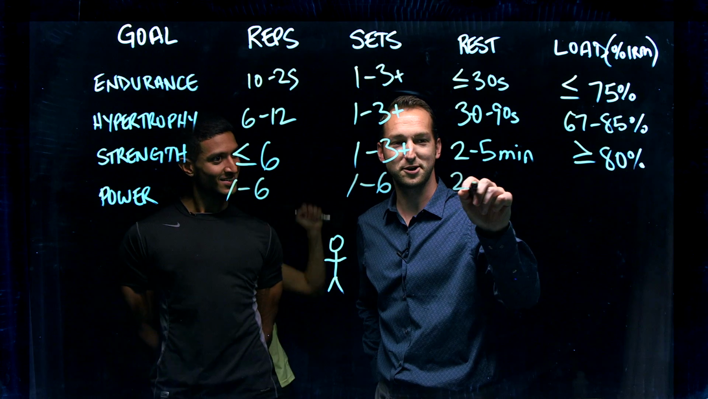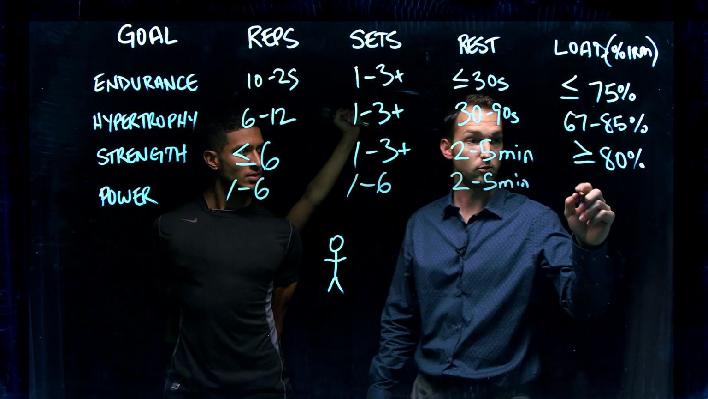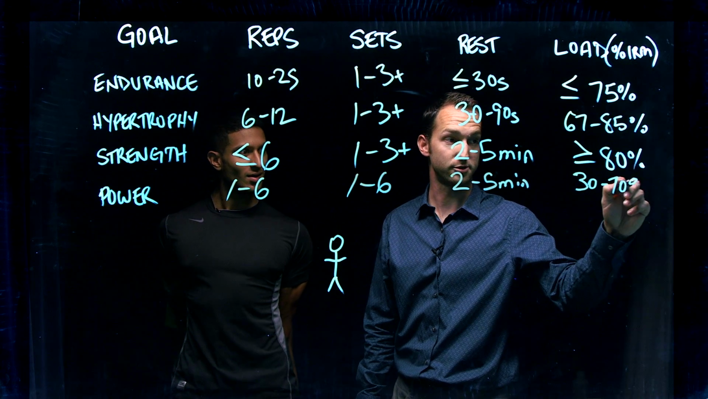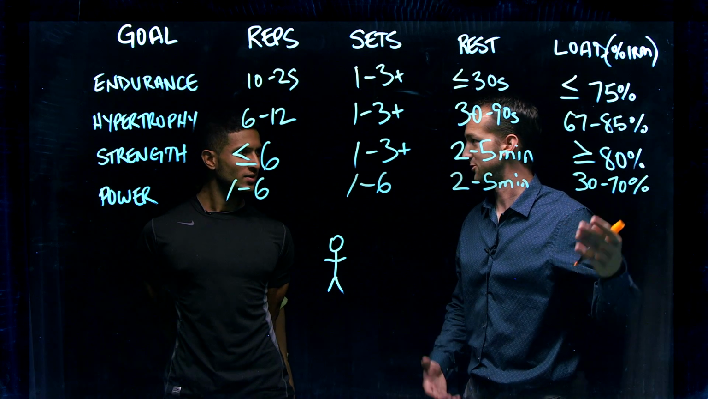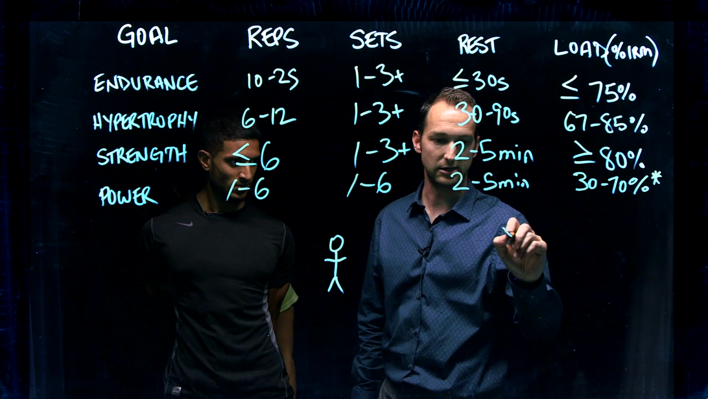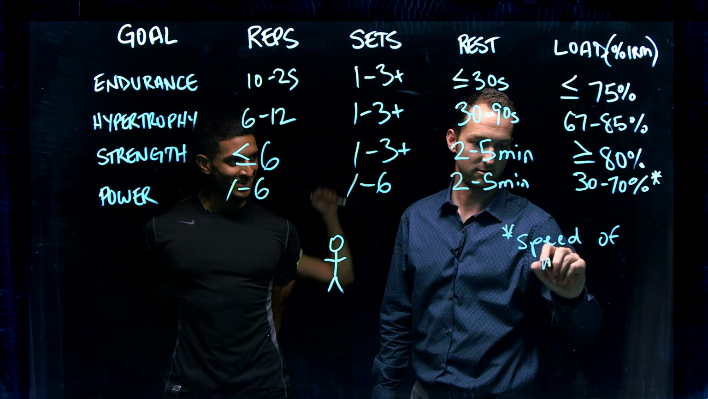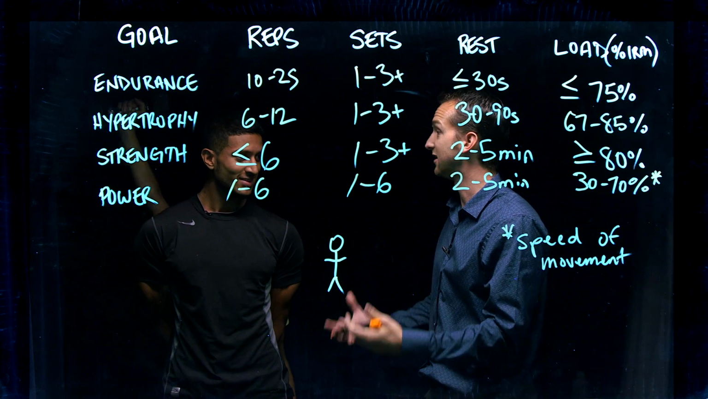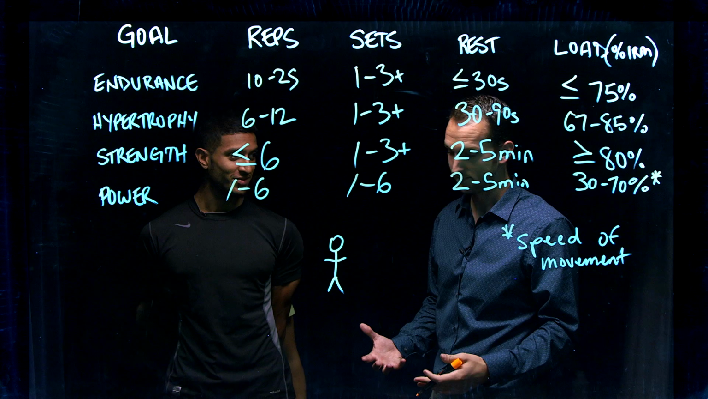Our rest period is going to be, again, 2 to 5 minutes. But we're going to work anywhere between 30 to 70% of our max. Now, the number drops. Why? Because with power, it's about speed. The speed of the movement is what allows us to generate and develop more power. It's pretty tiring. It can be very tiring.